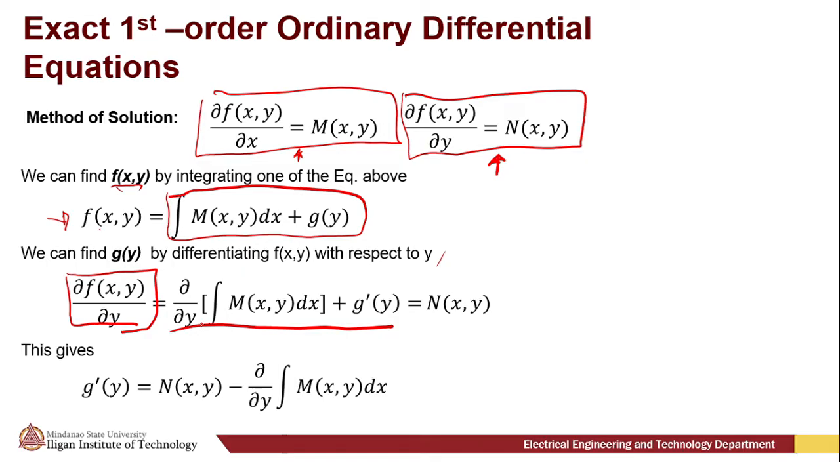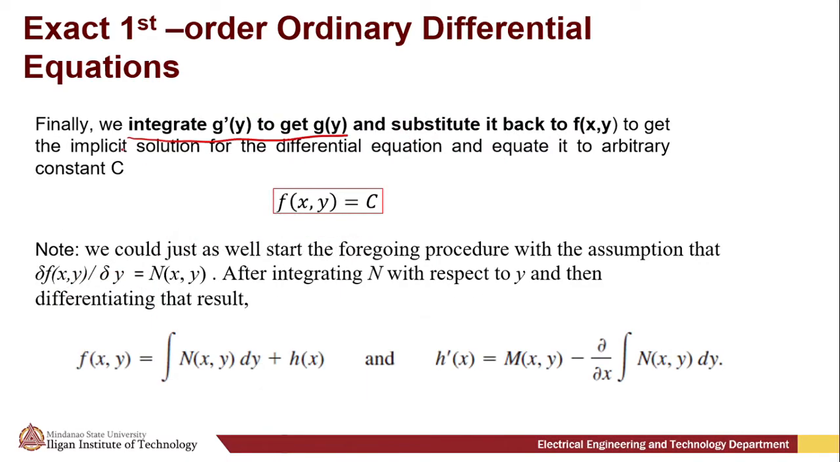So we can equate the whole expression with N(x,y). This gives that g prime of y is equal to N(x,y) minus the partial derivative of the integral of M(x,y) dx with respect to y. Then, finally, we integrate g prime of y to get g(y), and then we substitute it back into the function f(x,y) to get the implicit solution of the differential equation, and equate it to an arbitrary constant c.